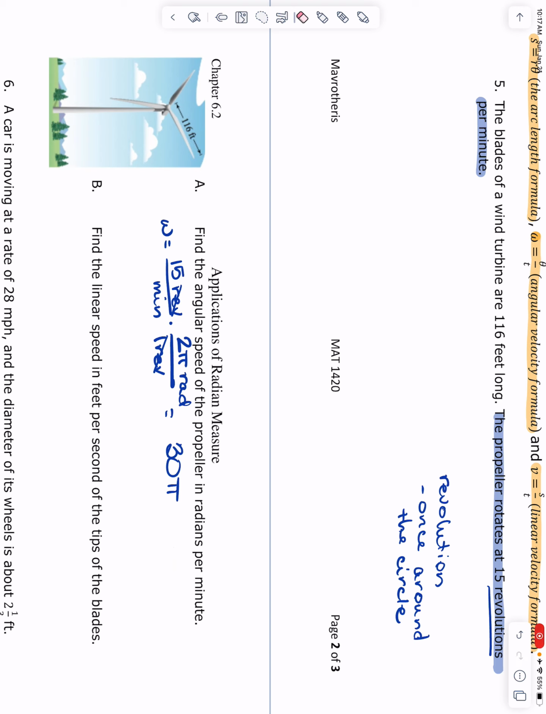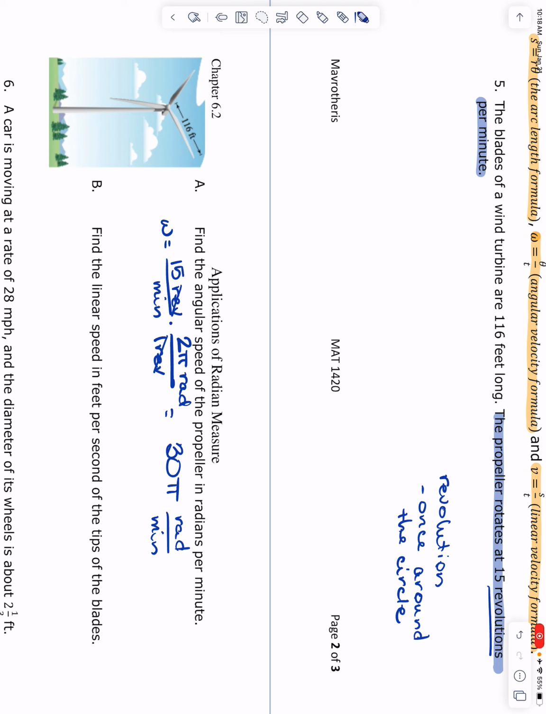Let me slide that in here so it looks a little more cohesive. Radians per minute, 30 pi radians every 1 minute. Could write 30 pi over 1. Don't necessarily need to do that. Okay.